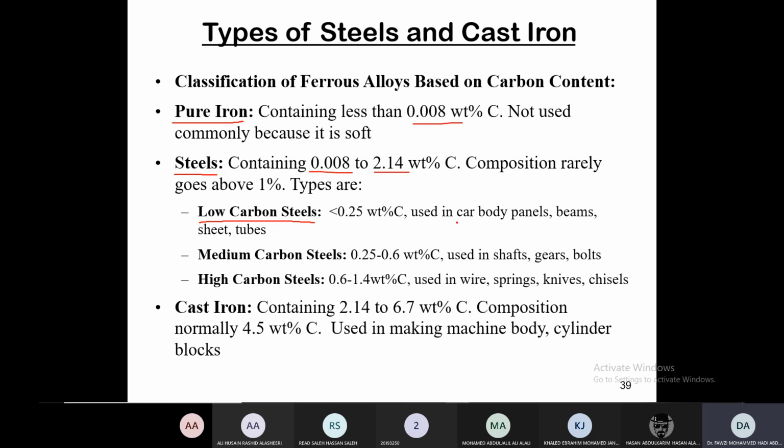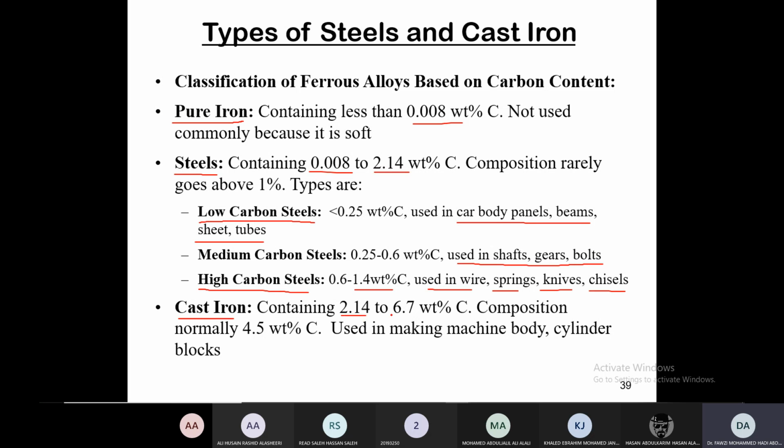Applications for these steels are in car body panels, beams, sheets, and tubes. We have the medium carbon steels from 0.2 to 0.6, and these are used in shafts, gears, bolts. And then we have high carbon steels, which is between 0.6 to 1.4 basically. Normally not above 1%, but formally we are saying 1.4, and these are used to make wires, springs, knives, chisels. And then we have the cast irons.